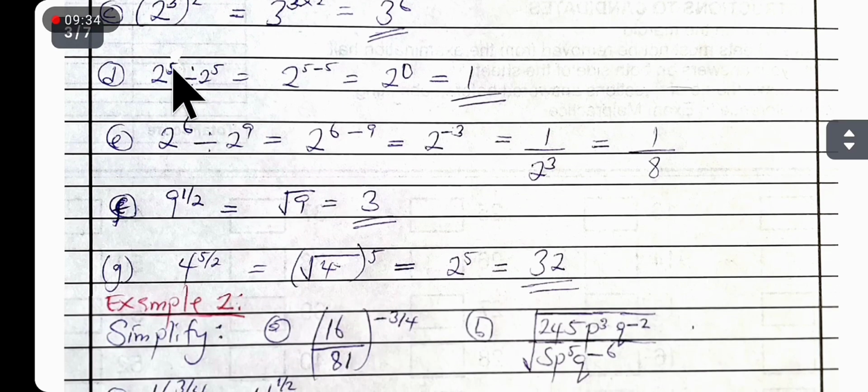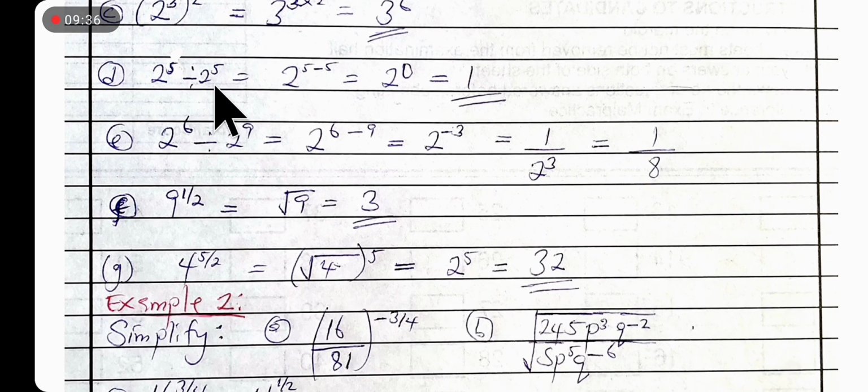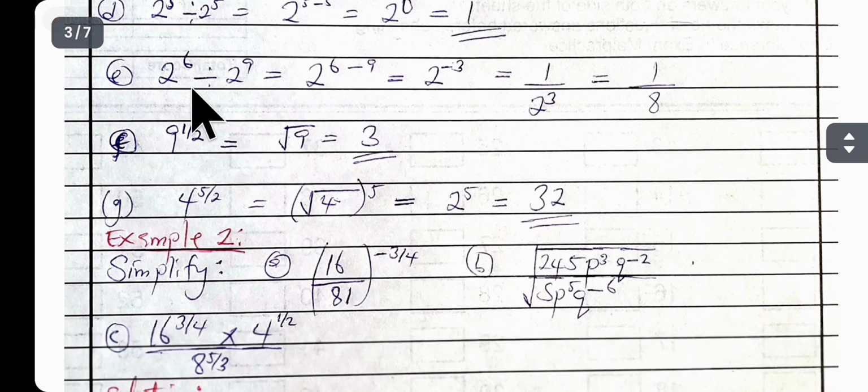Then we also have 2 raised to power 5 divided by 2 raised to power 5. So you are going to subtract. Pick one of the base, since it's the same, subtract the power. 2 raised to power 5 minus 5. 5 minus 5 is 0. 2 raised to power 0. We can't stop here, because any number raised to power 0 is what? Is 1.